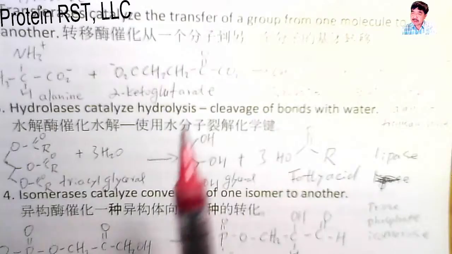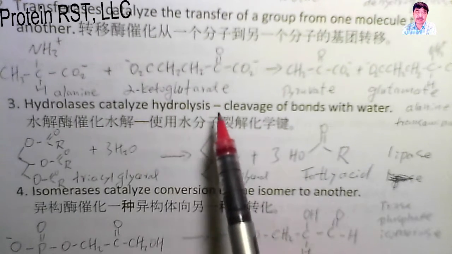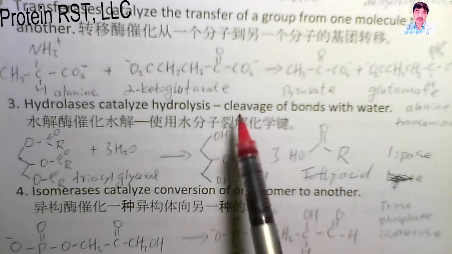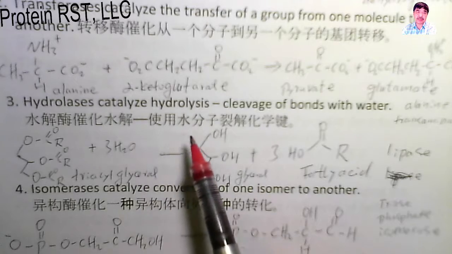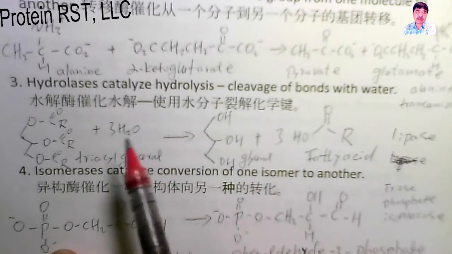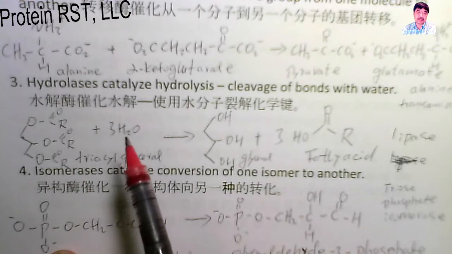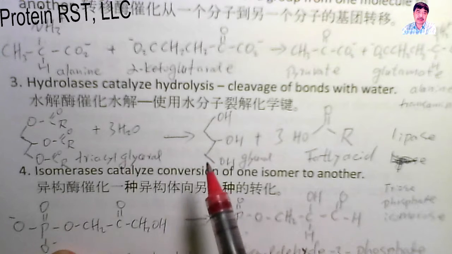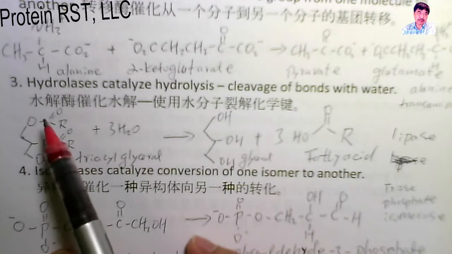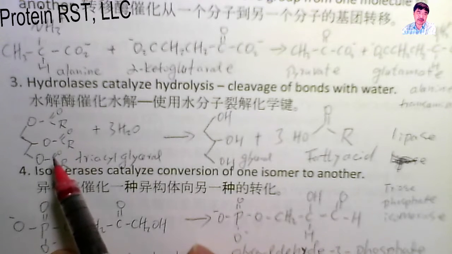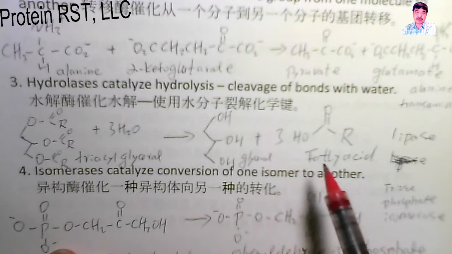Next is called hydrolases. Hydrolases catalyze hydrolysis, cleaving the bonds with water. This is the example. This is lipase. This is a triglyceride. This is 3 water, and then these 3 ester bonds are cleaved and become glycerol and 3 fatty acids.